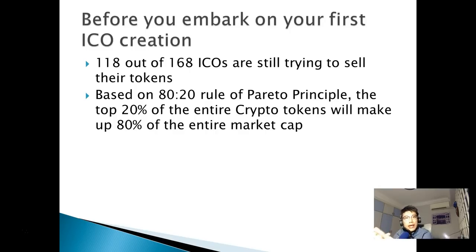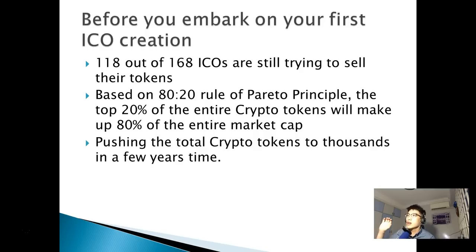But from where I'm looking at this moment, whatever is in the top 20, in the top 10, is going to last for a while, and they will definitely survive. So based on the 80-20 rule, the top 20 is going to make up the 80% of the entire market cap in the near future. Pareto principle rocks, and it makes sense. Next. Therefore, these ICOs will push the total crypto tokens to thousands and thousands in a few years.